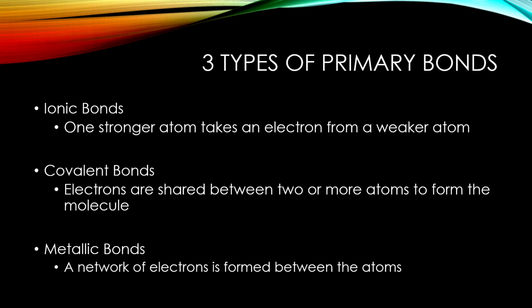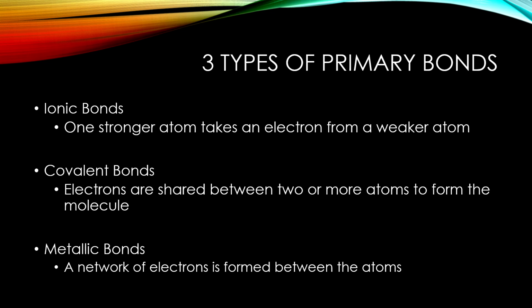The three primary bonds are ionic bonds, covalent bonds, and metallic bonds. Ionic bonds are simply where one atom has a higher negative charge, while another has a higher positive charge. So the one with the higher negative charge strips an electron or two, depending on the amount, from the one with the higher positive charge, therefore bonding them together.